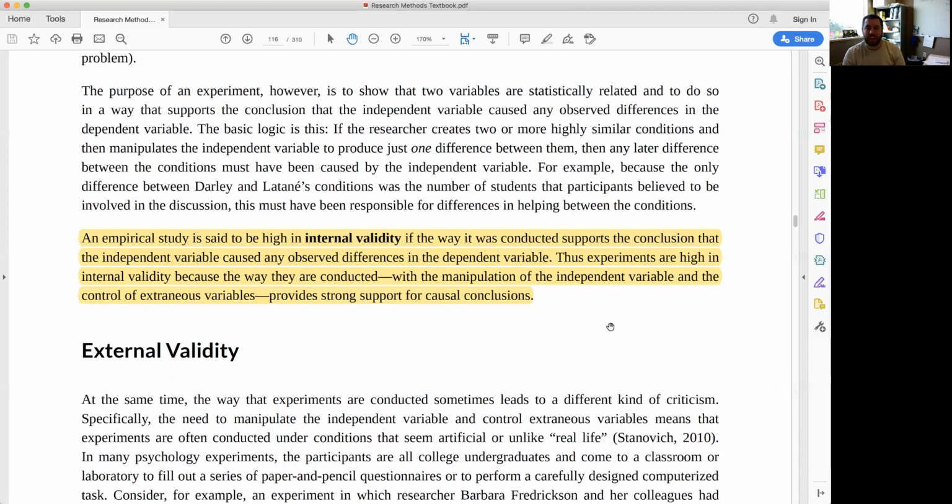All right, so that's a very textbooky block there that I have highlighted. The idea of an internal validity or internally valid study is that you have the means to control most variables. And what I mean by that is that you have your independent variable, the one that you actually think is responsible for causing changes in your dependent variable.